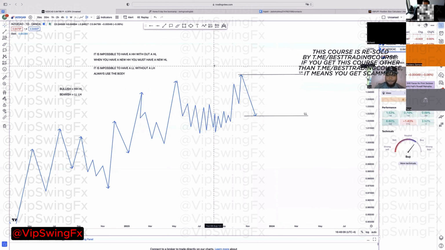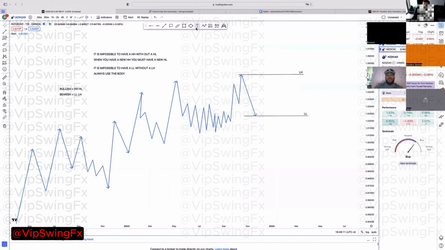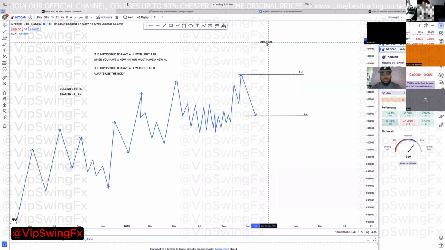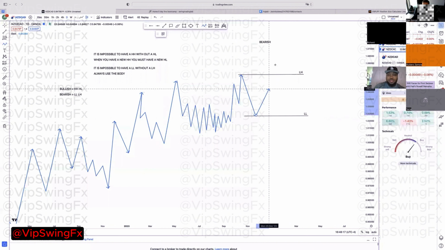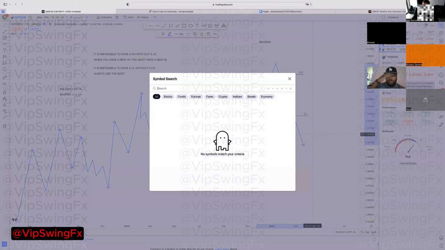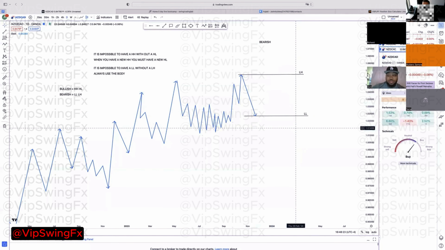So we understand this time frame right now is bearish. So the moment we break above, we then go bullish. If we break under, we continue going bearish. If you guys agree, type 1. If you guys don't, type 2.